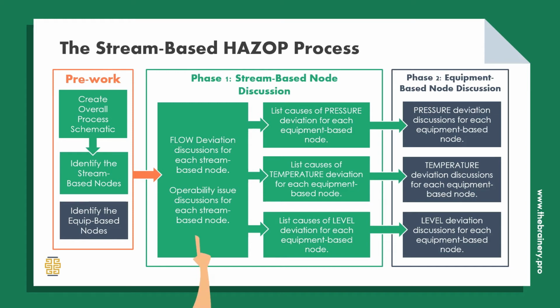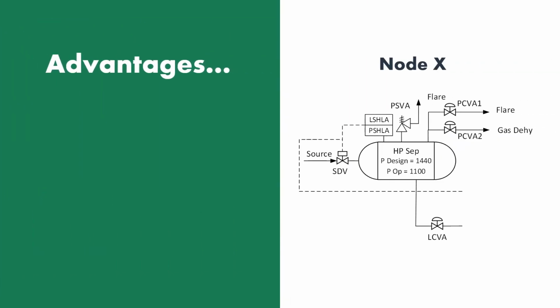In phase 1, we do the flow deviation discussions for all the stream-based nodes first. The flow discussions identify all or most of the causes of pressure, temperature, and level deviations for each of the equipment-based nodes before starting phase 2. That accomplishes something really cool for us.